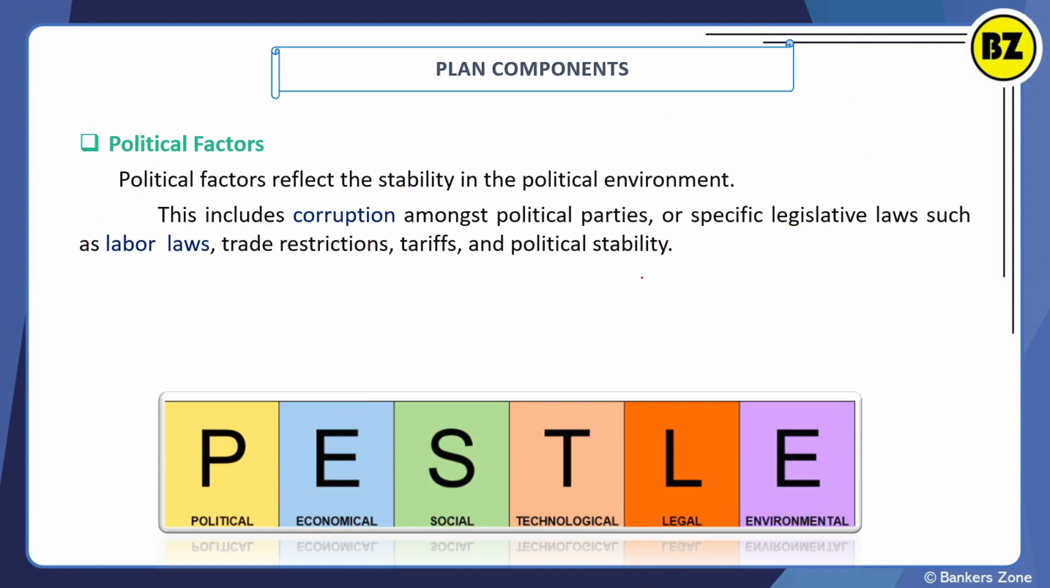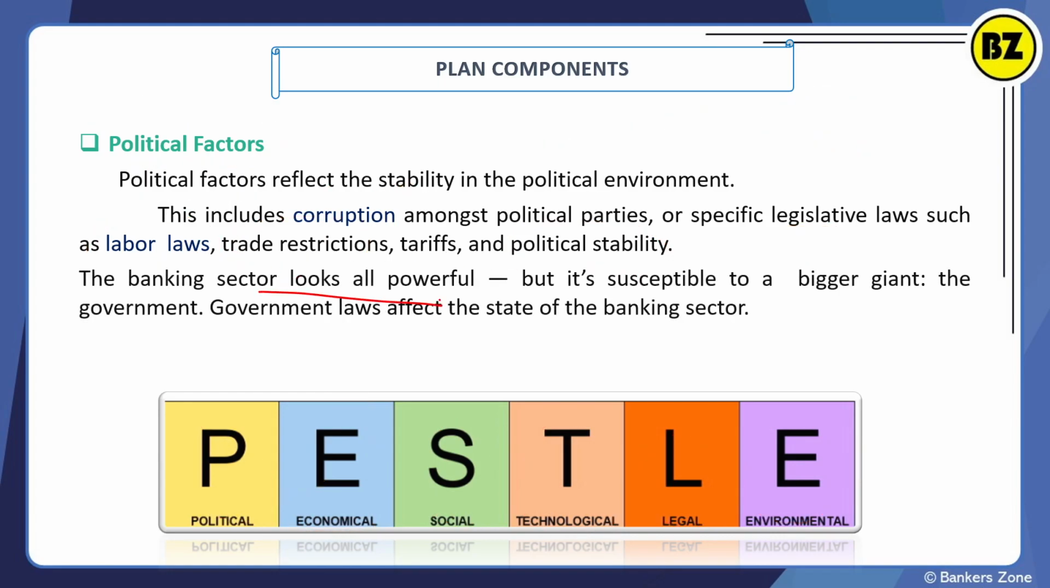Very easy. Now, the banking sector looks all powerful, but its success is susceptible to the bigger giant, the government. We are very much aware the government has a majority stake in the public sector banks. Also, the government has the highest power to regulate all the banks in India. So government law affects the state of the banking sector. Any government order, every bank has to follow, whether private or government, but private banks also have a large impact on the government.